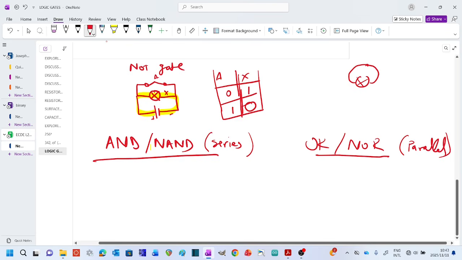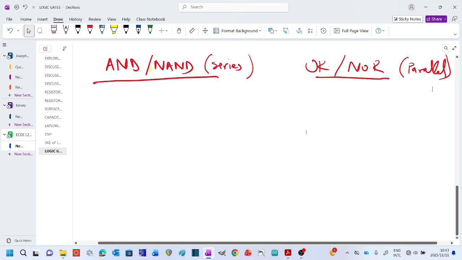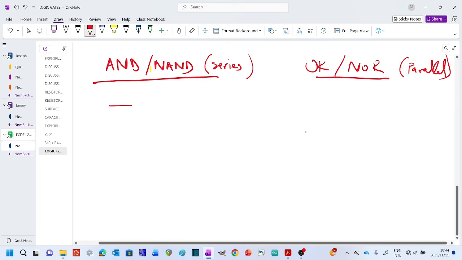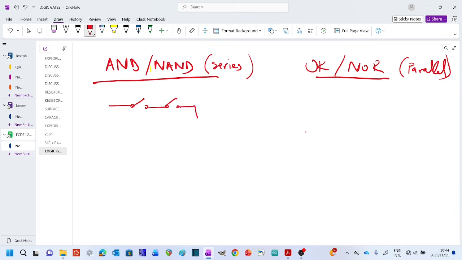So for AND and NAND, your switches are in series. Let me take a normal AND. For your AND, you have switch 1, which is input A, and switch 2, which is input B, and then you have your bulb there, and then that is your supply.